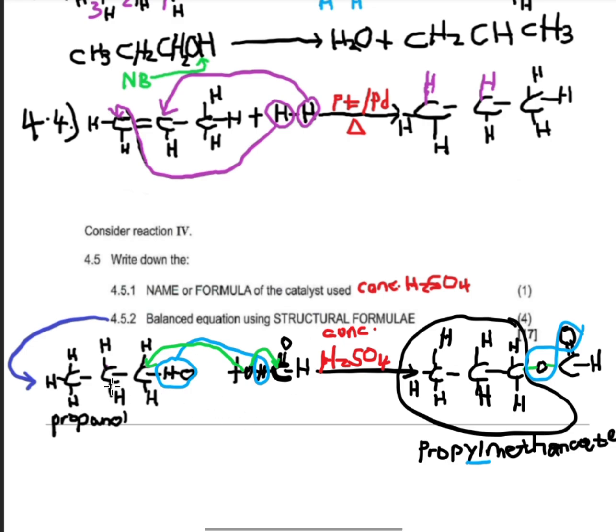Balanced meaning that the number of carbons on the left hand side must be equal to the number of carbons on the right hand side, and also the number of hydrogens on the left hand side must be equal to the number of hydrogens on the right hand side. That's what it means, balanced. All right, now we can see that here it's balanced.